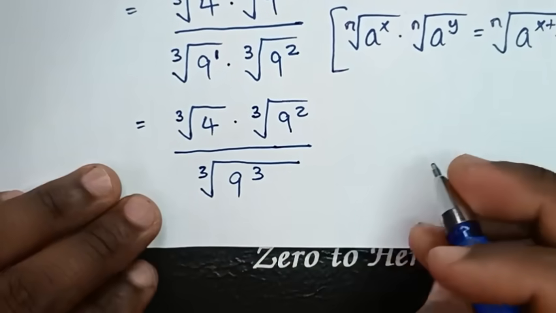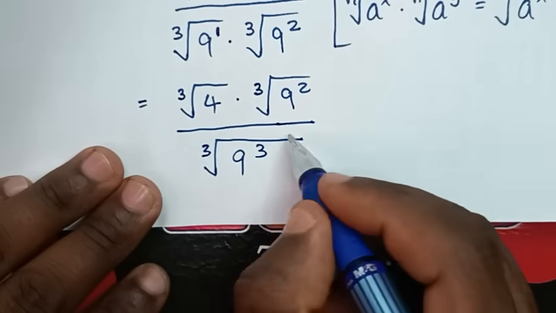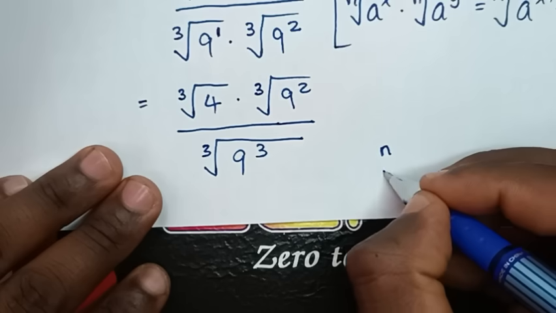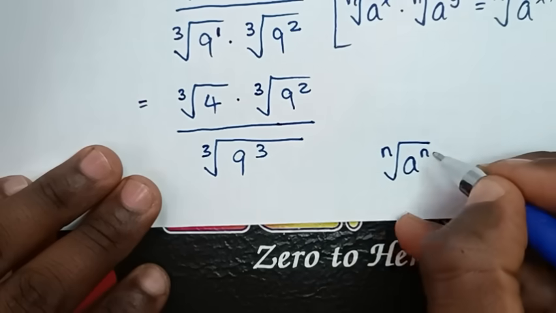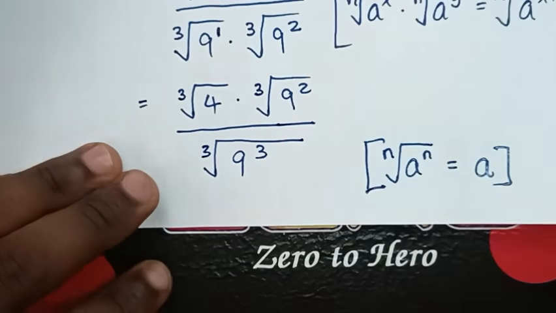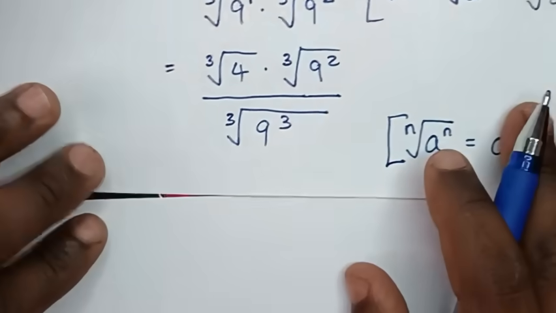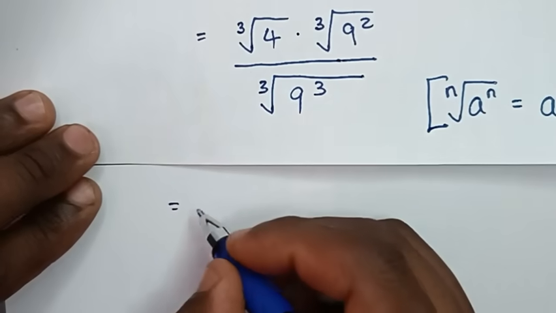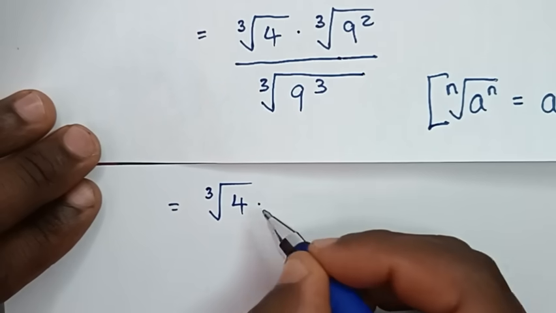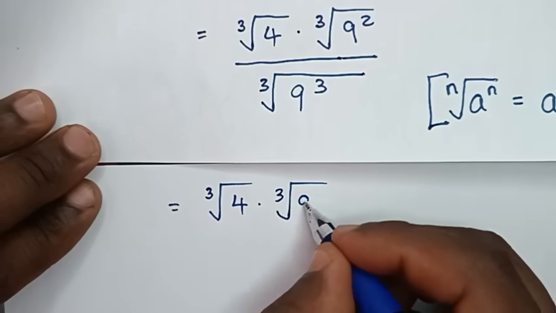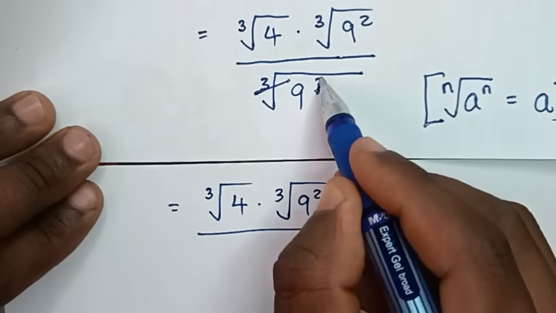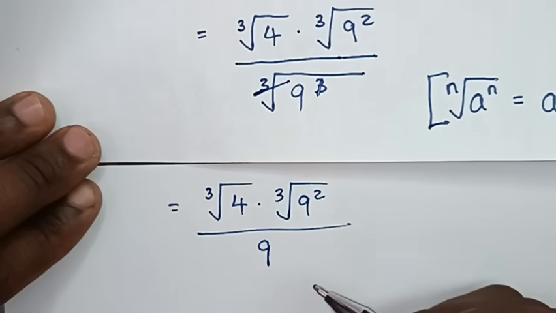Then in the next step, in the denominator, this part is in the form of the nth root of a power of n, which is equal to a. So it will be equal to, in the numerator, the third root of 4 times the third root of 9 squared, over, here this third root will cancel with power of 3, so it will be over 9.